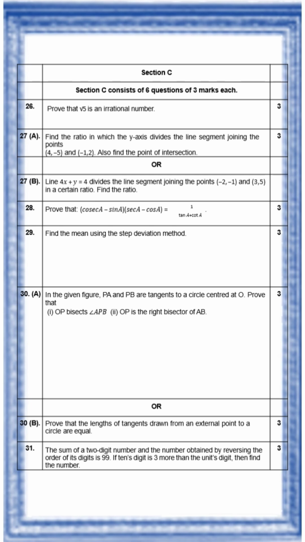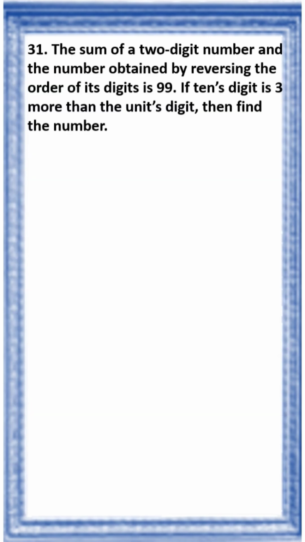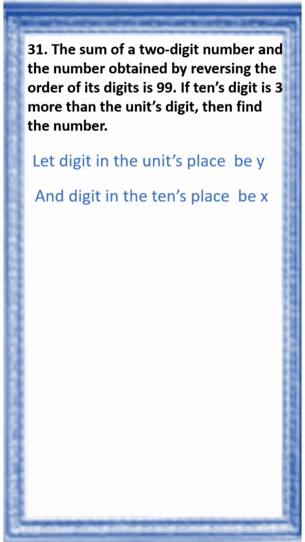Now, let us solve question number 31. The sum of a two-digit number and the number obtained by reversing the order of its digits is 99. If the tens digit is 3 more than the units digit, then find the number. Two-digit number has tens place and units place. Let the digit in the units place be y and the digit in the tens place be x.